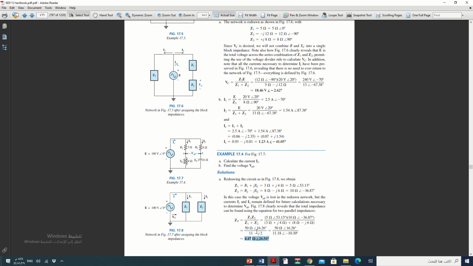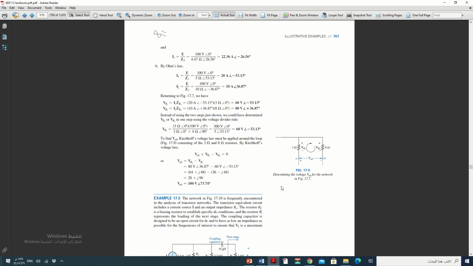Okay. Now part B requires VAB. How to find VAB? We need to find VR1 and VR2, and then we make a loop, a closed loop, consisting of VAB, VR1, and VR2, like here, like here.